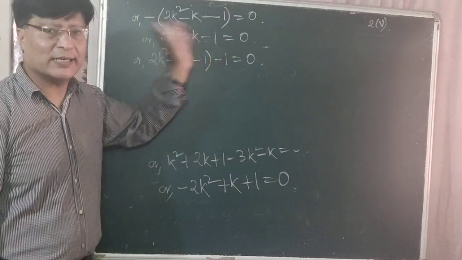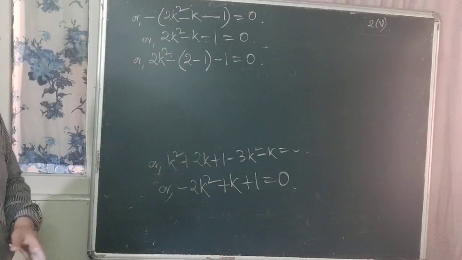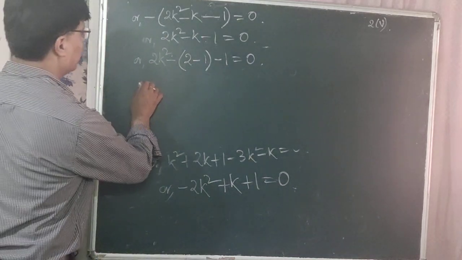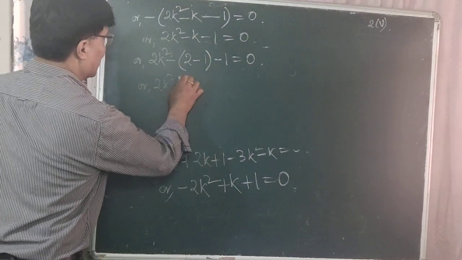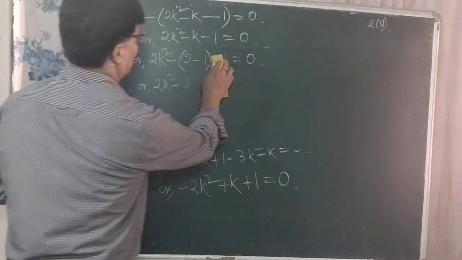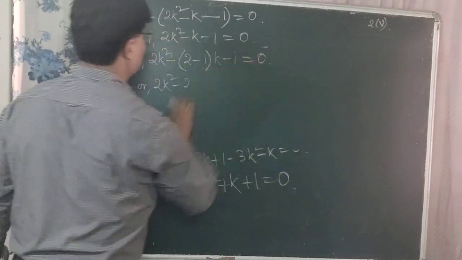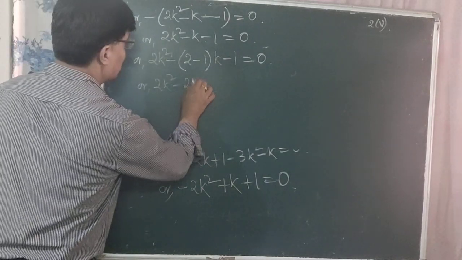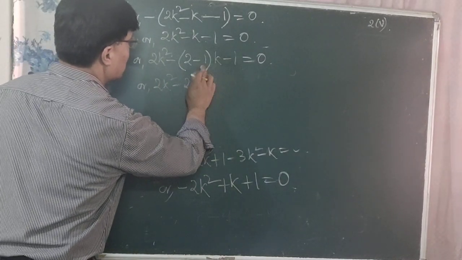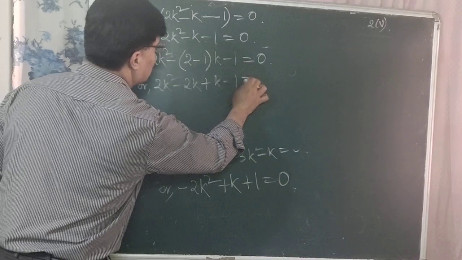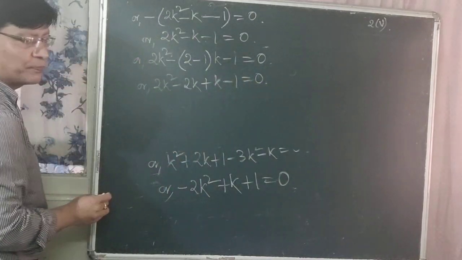So you should write 2 minus 1. Okay. So 2k square minus, here you should write k minus 1 is equal to 0. Okay. So minus 2k minus to minus plus 1 into k is k minus 1 equals 0.